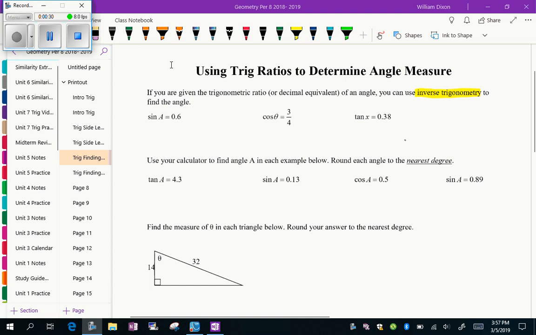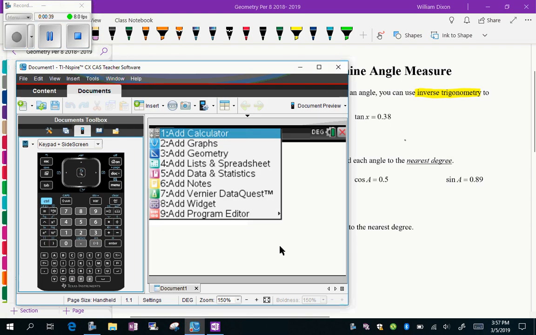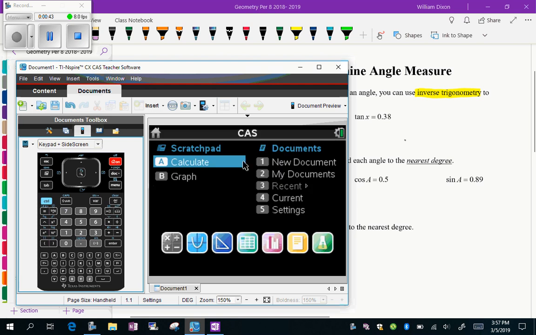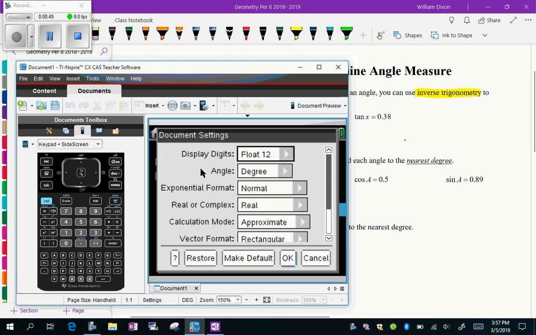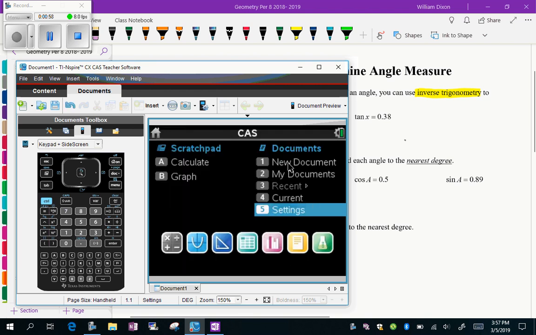We're going to use our calculators, and we need them in order to do this. So get your calculator right now. Look at mine. Let's first make sure that we're in the right settings. Let's go to settings and document settings. Your screen should look like mine. Make sure that your angle is in degrees. Say okay. Let's go to new document.